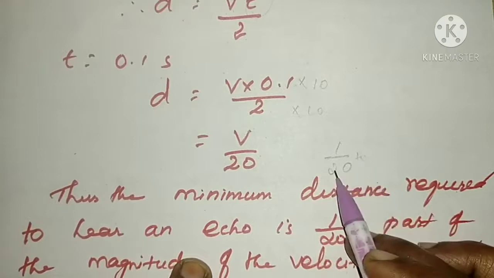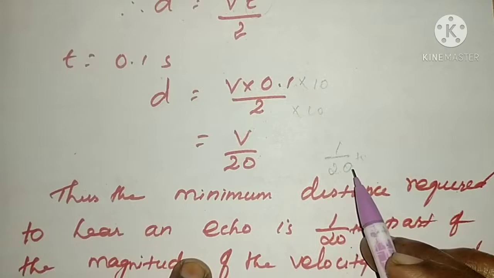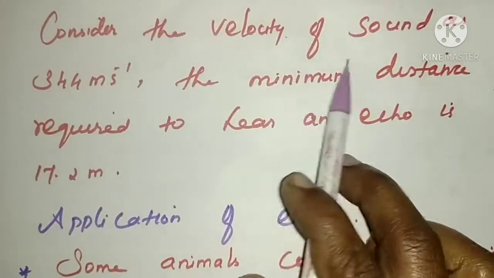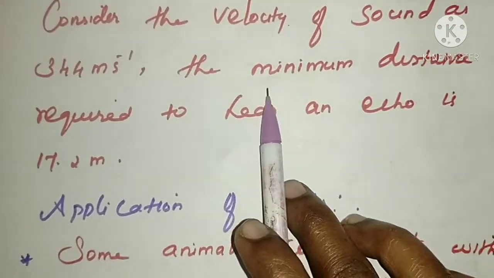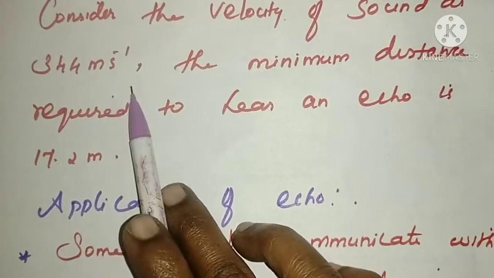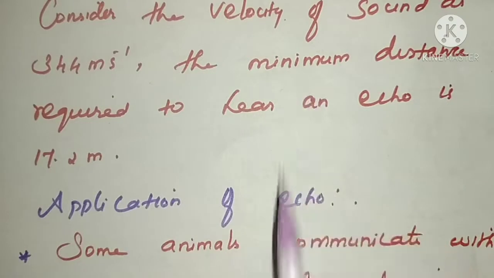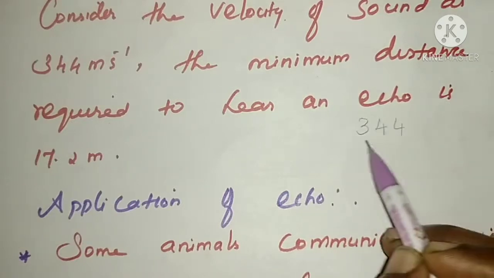Okay, if the distance is this much, we can hear the echo sound. Now how to calculate the distance? Consider the velocity of sound in air is 344 meter per second, that is 344 m s^-1. So the minimum distance required to hear the echo is, from the velocity, 344 meter per second divided by what? 20.